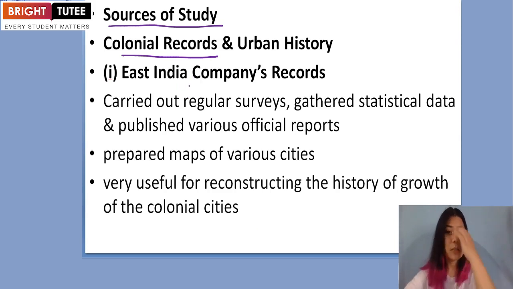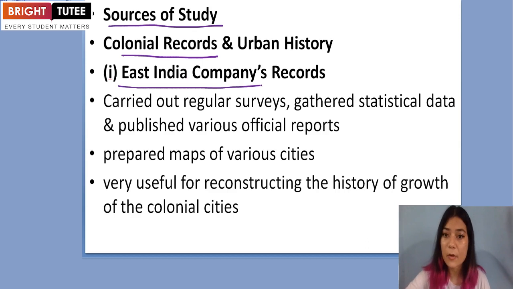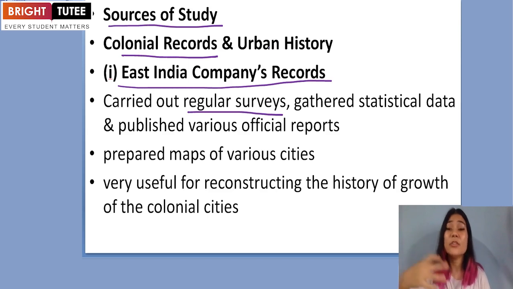Okay, so the first that we are going to look at is the East India Company's records. So the East India Company basically means the British, right? Now, when the British consolidated their power and control over the territories in India, they carried out regular surveys. Okay, you know what surveys are, right? They go to different cities, different districts, different provinces, different villages, and they start gathering data. Data about the number of people, number of houses, number of men, number of women, number of children, their occupation, their age, all this data, basically meaning information.